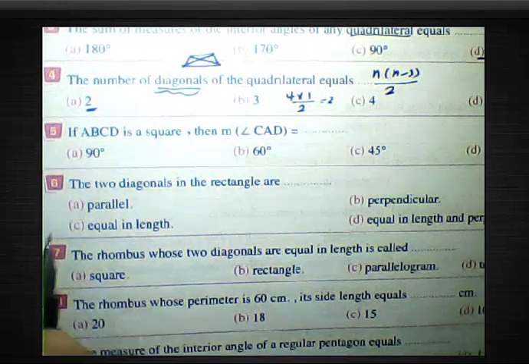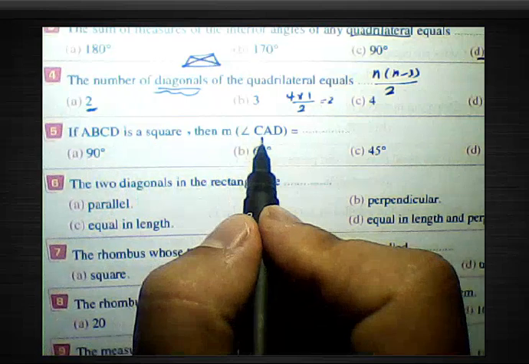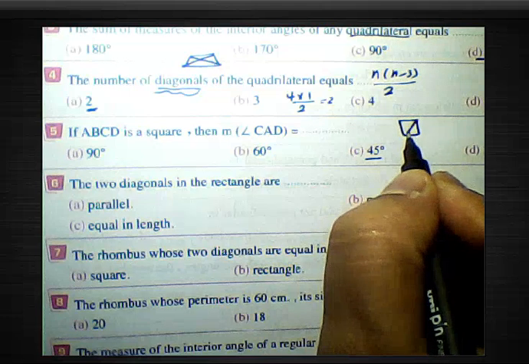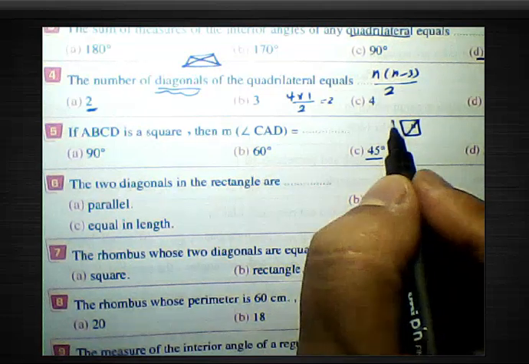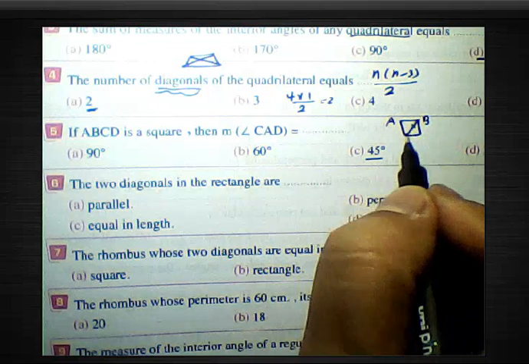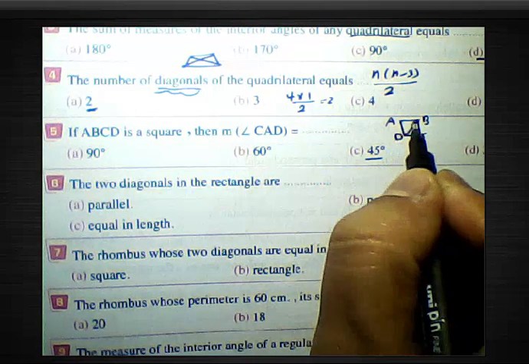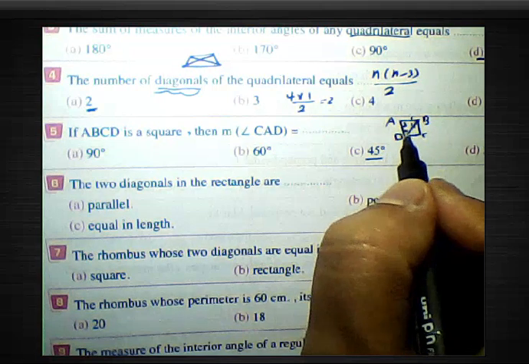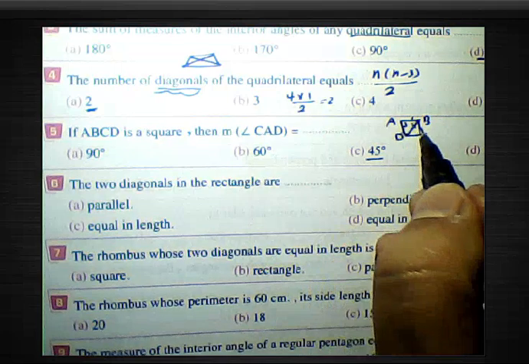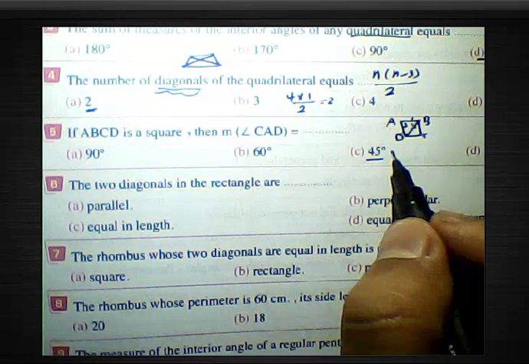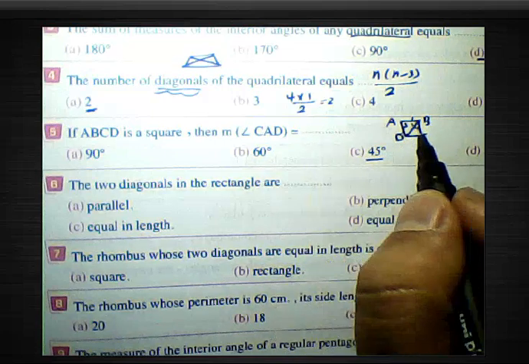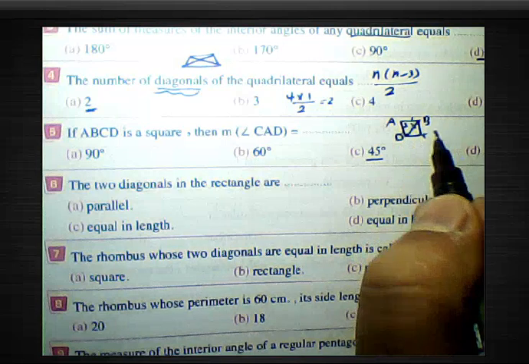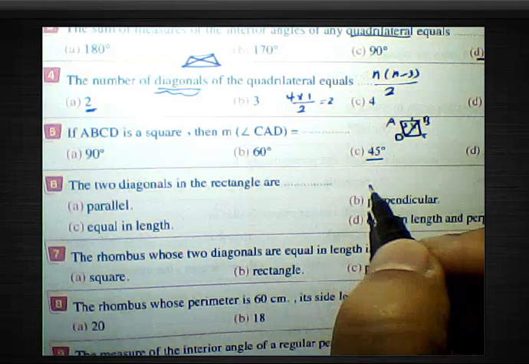Question 5. If ABCD is a square, then the measure of angle CAD equals 45 degrees, because the diagonal of a square bisects the vertex angle into equal angles. Here ABD is a triangle, and we can find the angle by subtracting 90 from 180 and dividing by 2. The diagonal of the square bisects two opposite angles, so the measure of angle D equals 90 divided by 2 equals 45.